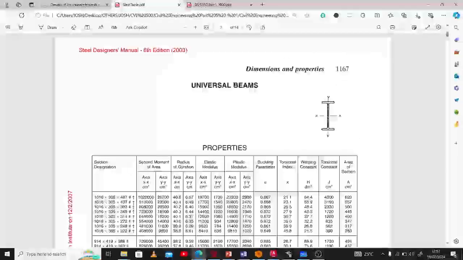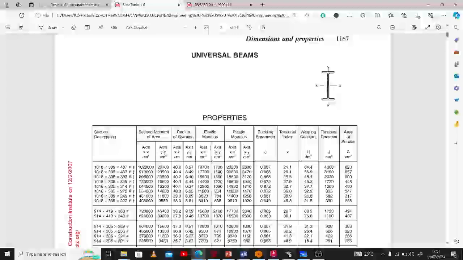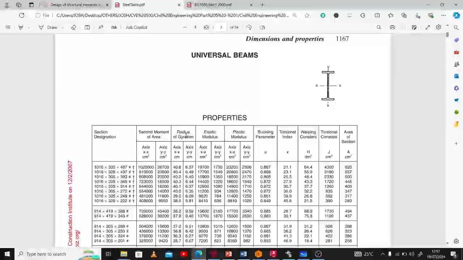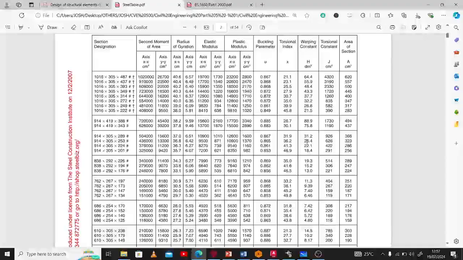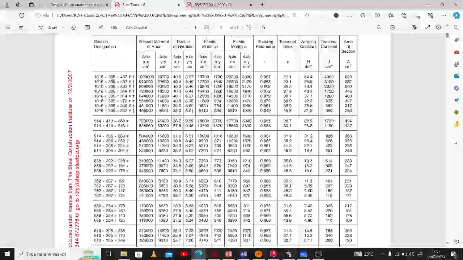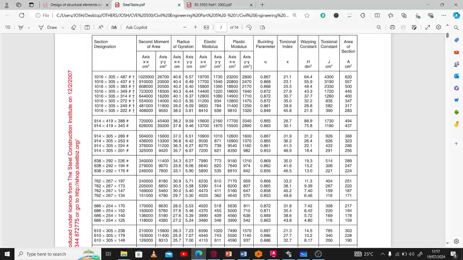Dimensional properties. You see we have plastic modulus, elastic modulus, radius of gyration, second moment of area, buckling parameters, torsional index, warping constant, torsional constant, and area of the section. Okay, so these are the parameters with which you design your beam section. So we are looking for one greater than 1118 centimeter cube. Looking at the plastic modulus, where do we have it? Okay, we have that here, for XX and for YY. So remember, we're looking for Sx. Do not be confused. You're looking for XX.